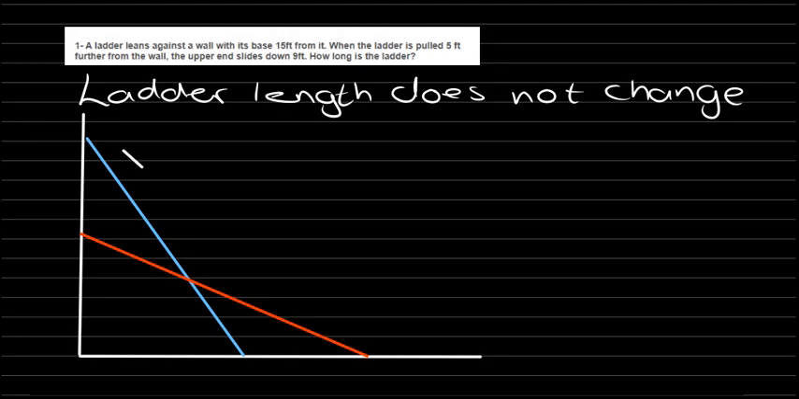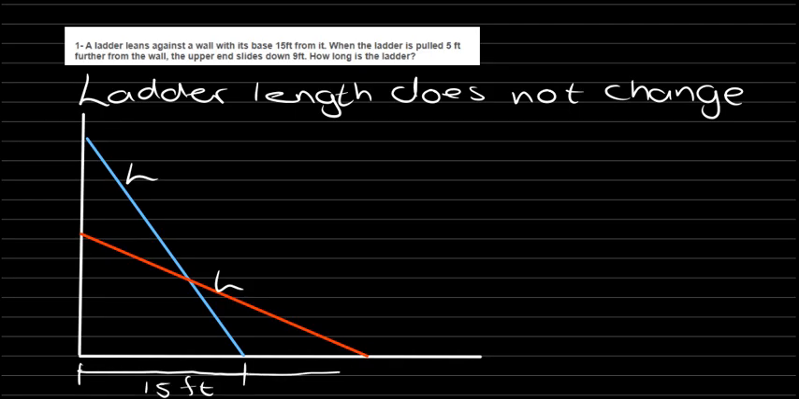We can start by saying this length is L, and so is this length because it's the same ladder. So both of these are L. They start off by saying that this length is 15 feet, and this is a further 5 feet that they pulled the ladder out. Now they don't give us the vertical height, but they do say this change from that point to that point is 9 feet. This is the information that we have been given in the sentence.